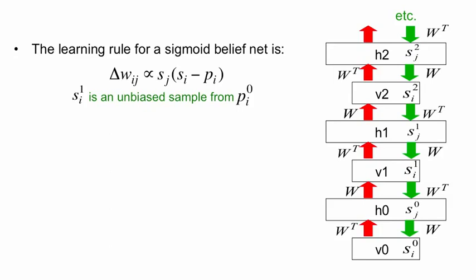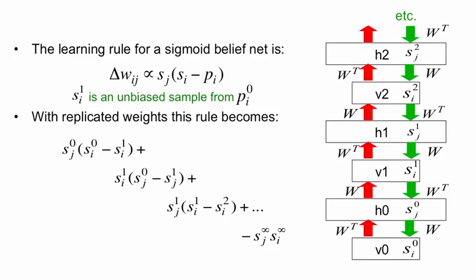We'd have to take the binary activities in H0 and, going downwards now through the green weights W, compute the probability of turning on unit i given the binary states of its parents. So the point is, the process that goes from H0 to V1 is identical to the process that goes from H0 to V0, and so Si1 is an unbiased sample of Pi0. That means we can replace it in the learning rule.